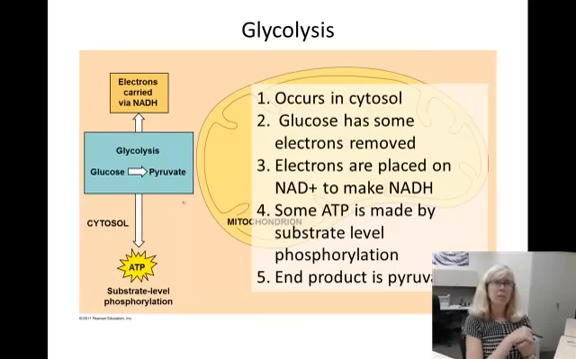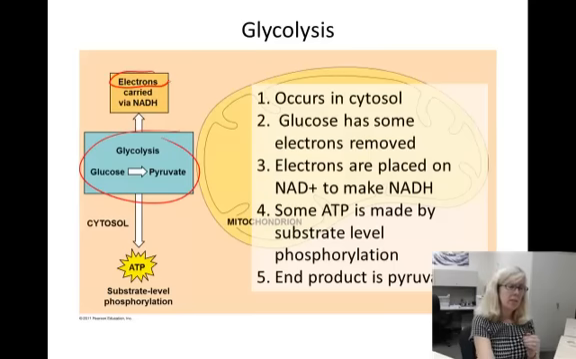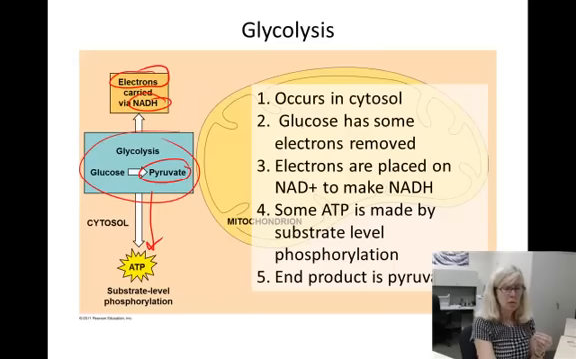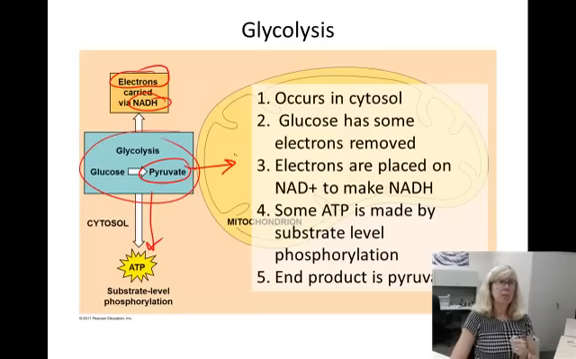In this class, we're not interested in memorizing all of the intermediates and all the enzymes. Instead, I want you to know these things about glycolysis. First, it occurs in the cytosol outside of the mitochondrion. Second, glucose has some electrons removed, and these electrons are placed on a shuttle that carries electrons called NAD+, and when the electrons are put on, it makes NADH. Some ATP is made by substrate level phosphorylation, and the end product of glycolysis, called pyruvate, is transported into the mitochondrion. That's what you need to know for glycolysis.